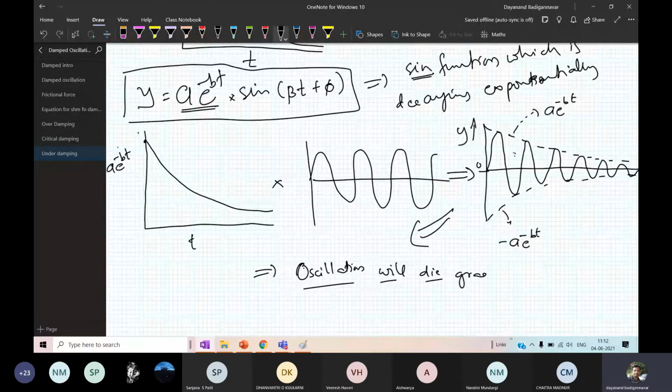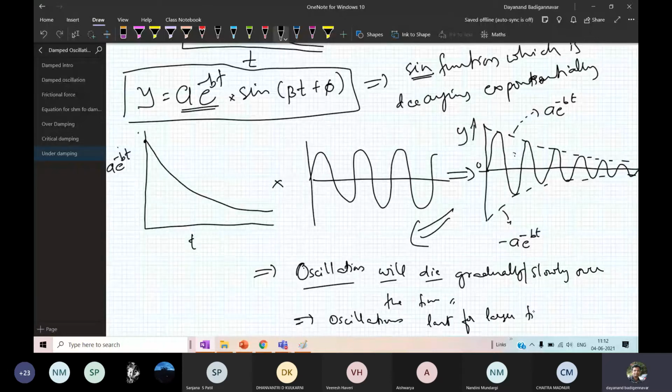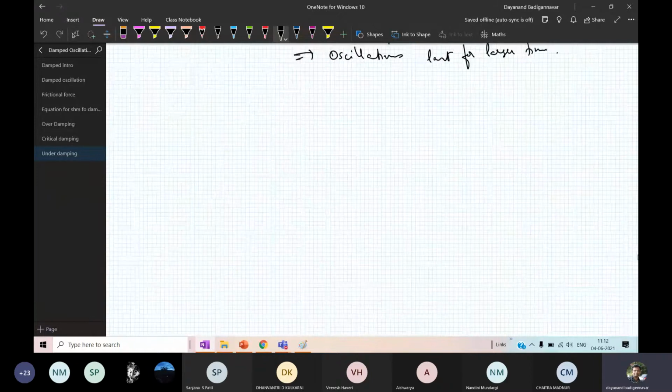That means they are lasting for larger time. Therefore, oscillations last for larger time. Why? Because the oscillations die off gradually. And what happens to the amplitude? It slowly decreases. Okay, now look here at the simple pendulum.